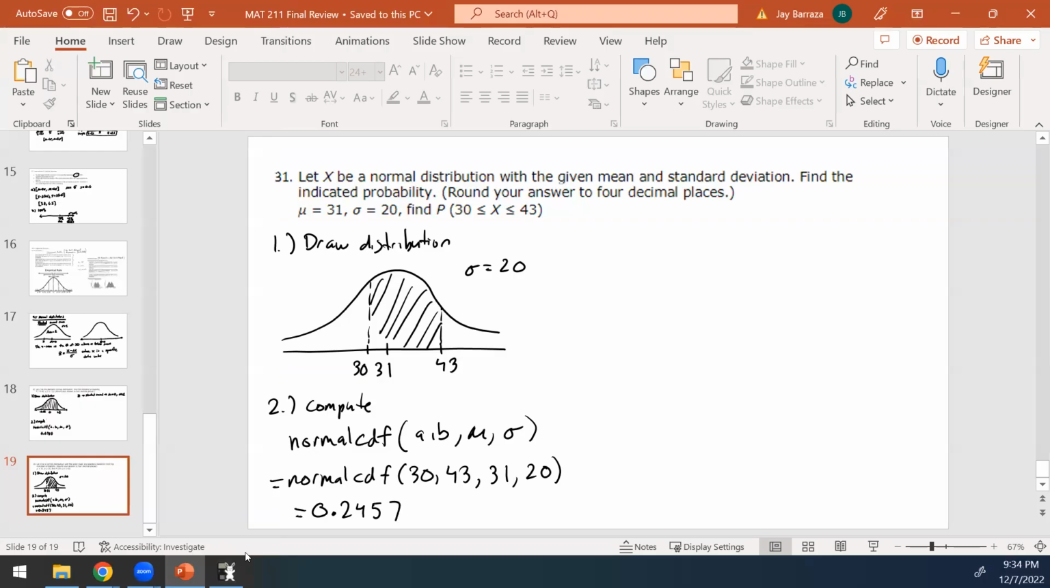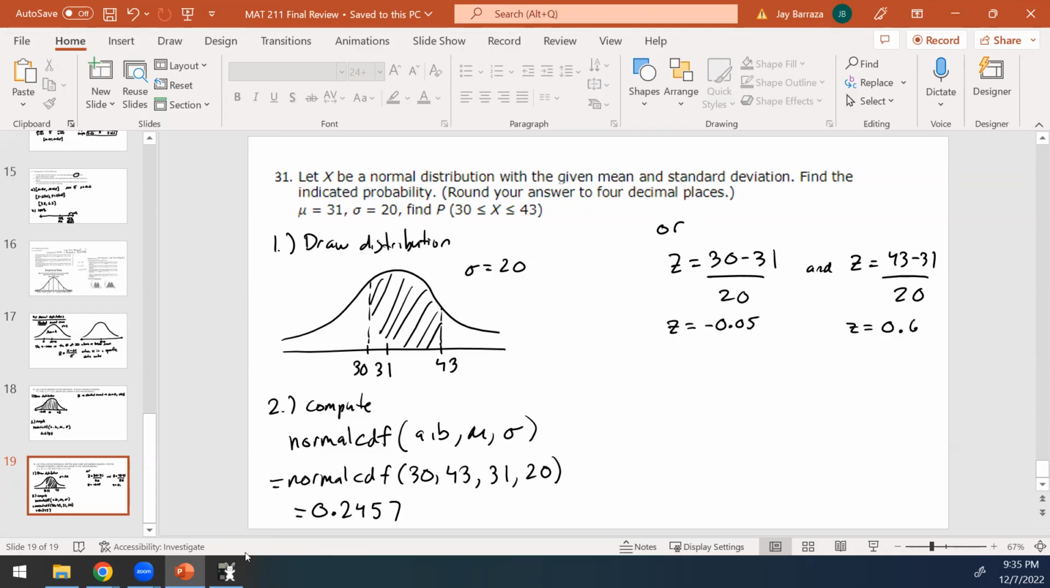Now, if you're a z-score person, z is equal to 30 minus 31 over 20, and z is equal to 43 minus 31 over 20. So this is going to be negative 0.05, and then z is equal to 0.6.